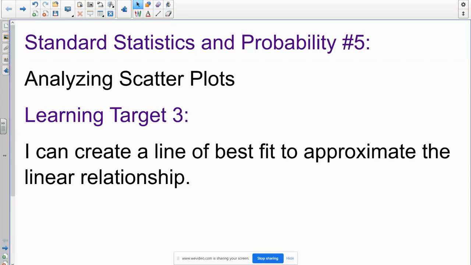Continue to look at stats and probability number 5, which is analyzing scatter plots. We're going to look at the third learning target today, and it states, I can create a line of best fit to approximate the linear relationship. So our goal is going to be to look at this scatter plot, determine where the best fit is for our line of best fit, and that will approximate the linear, constant relationship between the data points in that scatter plot.